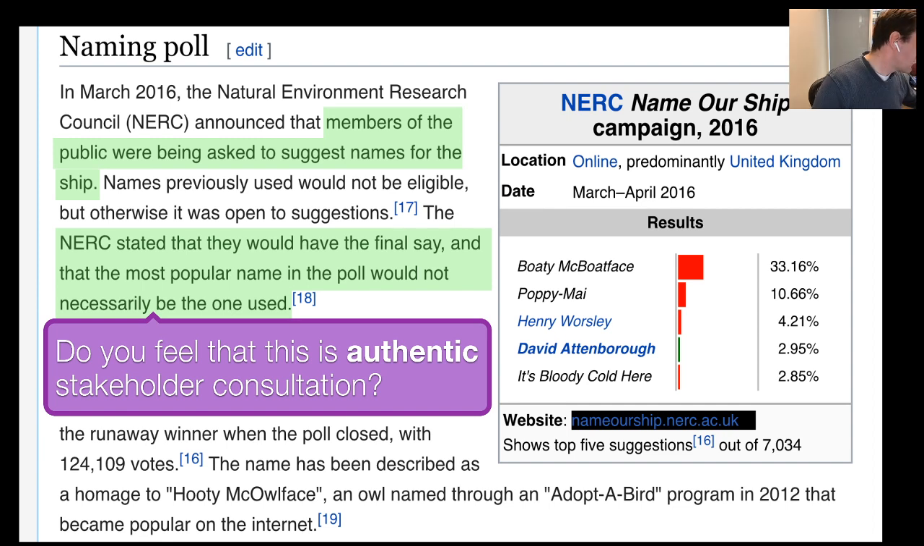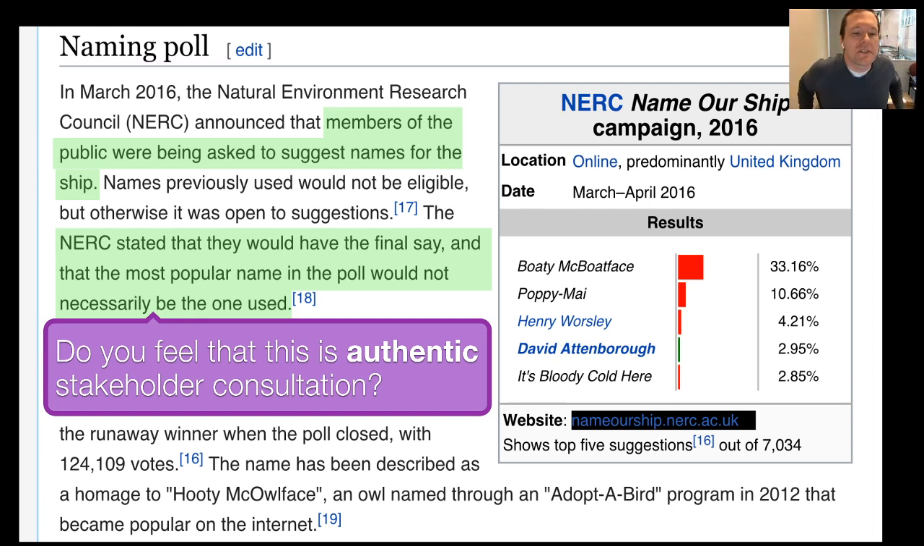All right, so let's take a look at what we've got for responses. Is this an authentic stakeholder consultation? They would have final say. That's literally how dictators run elections. I'm going to assume that when someone says that's how dictators run things, they do not feel that's authentic consultation. Some degree of oversight would be appropriate.